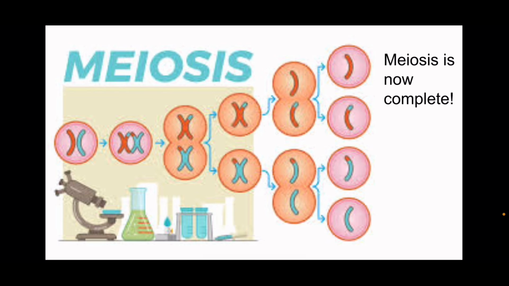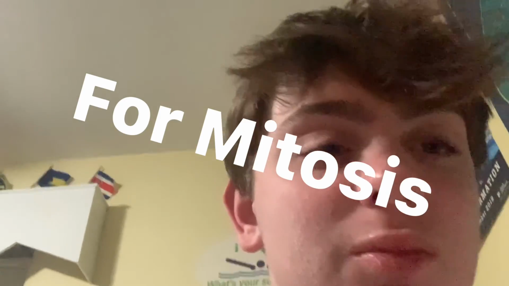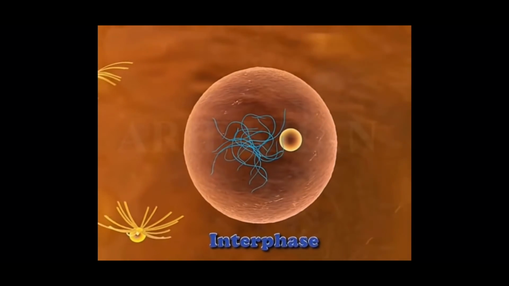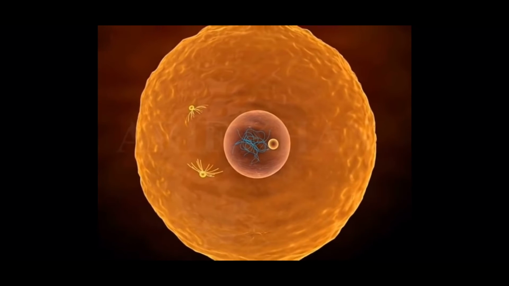This is another diagram you can relate to. I hope you learned how mitosis and meiosis work now. Remember, mitosis makes 2 identical daughter cells, body cells, and meiosis makes 4 different cells, sperm or egg. I am now going to show you a video of mitosis in animation form, which may help you understand it more. Interphase. In interphase, the genetic material of a cell increases.